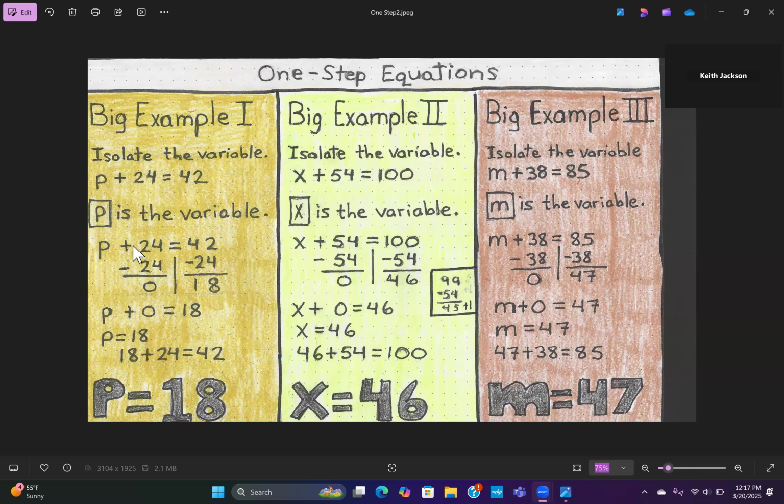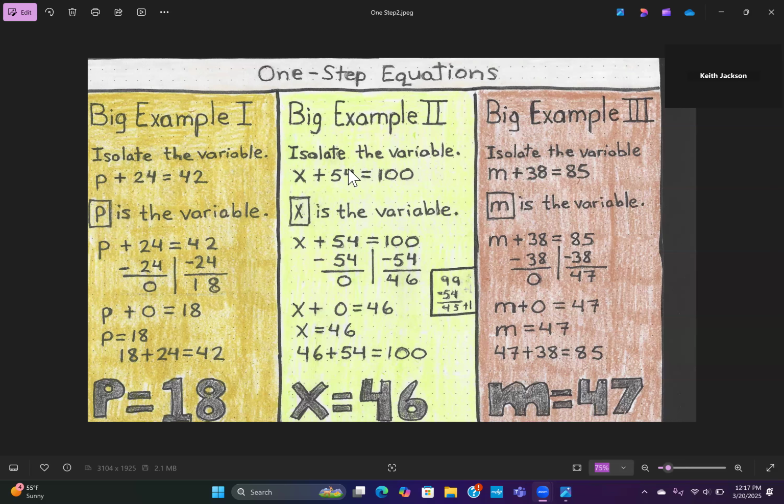And so when we do that, 24 minus 24 would give us 0 on this side, and 42 minus 24 would give us 18 over here. And now we have this situation of p plus 0 is equal to 18, knowing, of course, that p must equal 18, and let's prove it. Because 18 plus 24 is equal to 42, that lets us know that p is equal to 18.